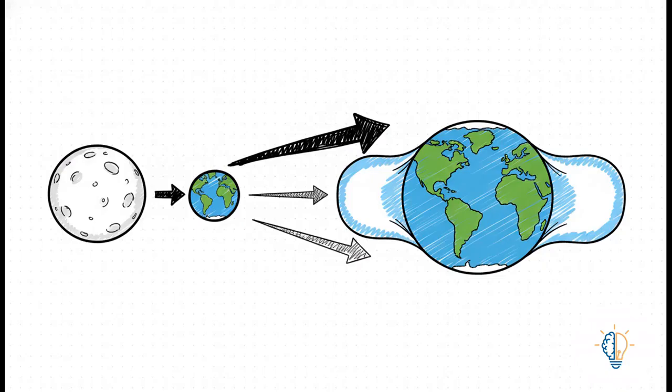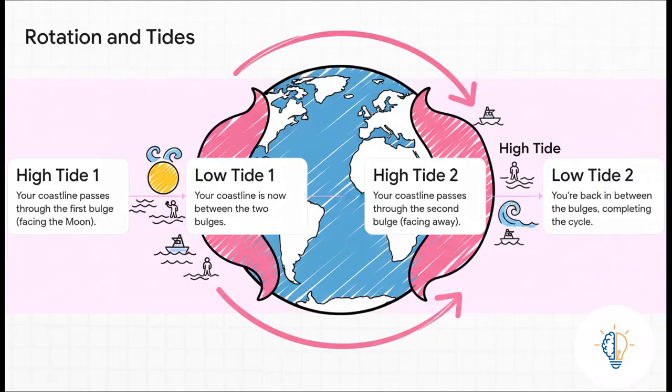The key is something called differential gravity. It just means the moon's pull isn't the same across the whole planet. Think about it. The moon pulls hardest on the ocean water closest to it. It pulls a little less hard on the solid body of the Earth itself, and it pulls weakest on the ocean water on the far side. So what happens? The whole planet gets stretched. The solid Earth is literally pulled away from the water on the far side, which gets left behind, creating that second bulge.